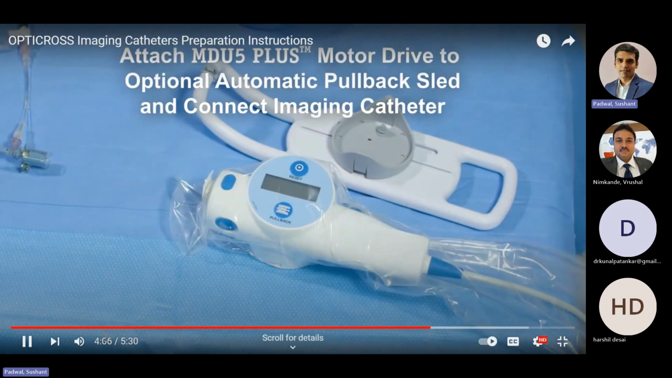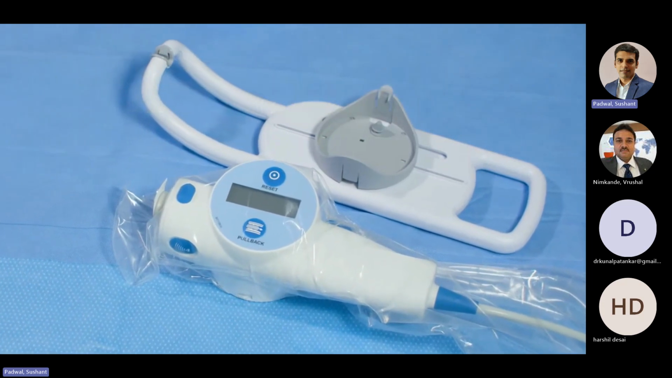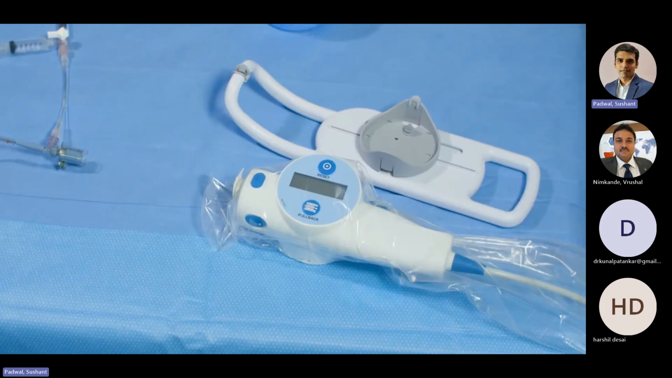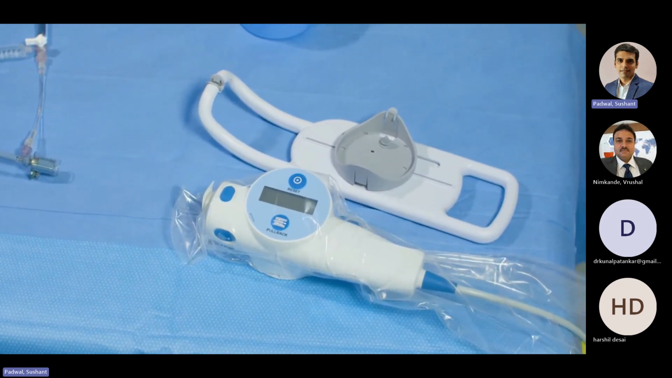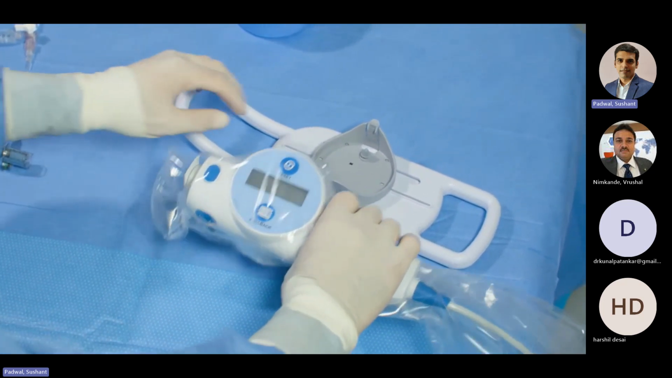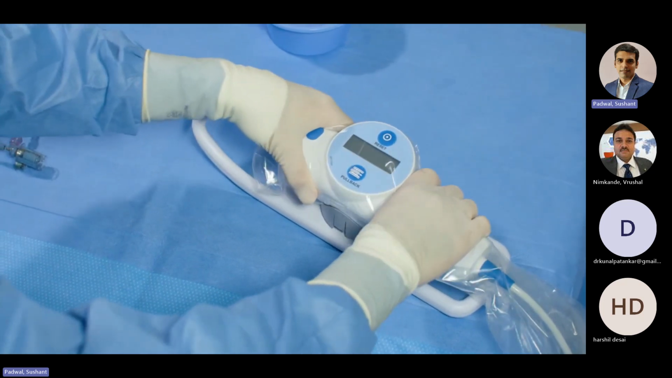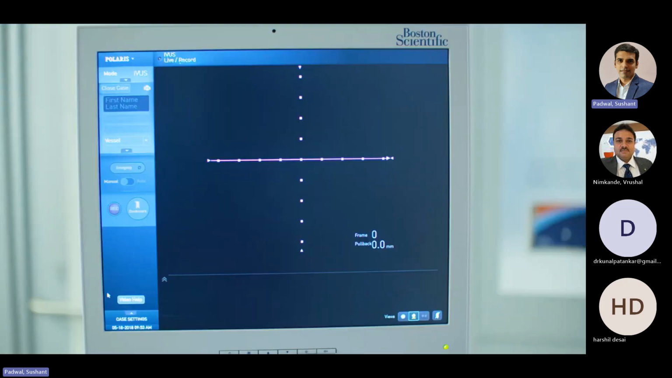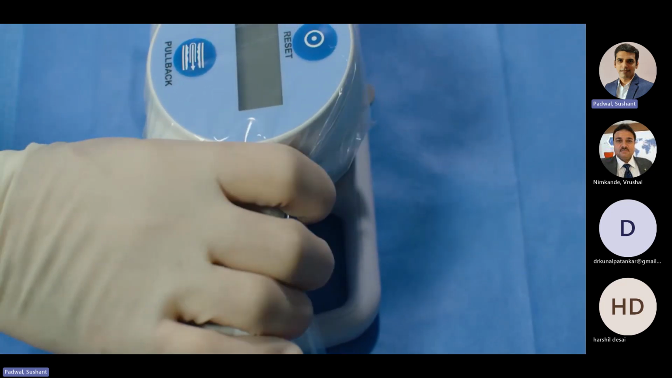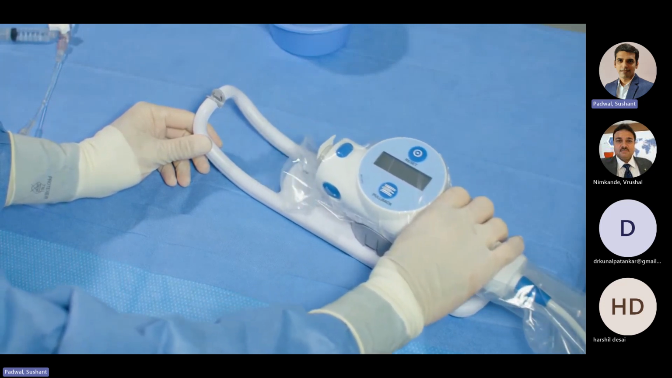The automatic pullback sled is an optional accessory to be used with the MDU5 Plus motor drive to provide a long-view IVUS measurement. To attach the motor drive to the automatic pullback sled, place the heel of the bagged motor drive into the cup of the pullback sled. Use a rocking motion to roll the motor drive forward to snap into place. Press and hold the pullback release lever and then move the motor drive back and forth to ensure that it moves freely.